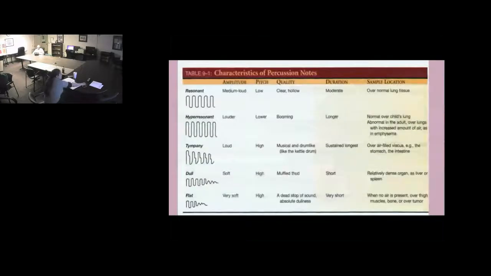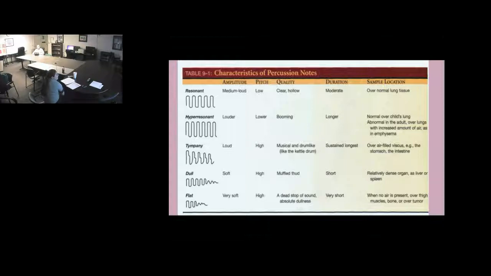There is a slide about percussion notes. Resonant is the sound that you hear when you percuss over the lungs, and they recommend to take your middle finger and tap over it, and you should hear the pitch as a low pitch with a clear and hollow sound, and it shouldn't linger. It should just be a quick little sound.